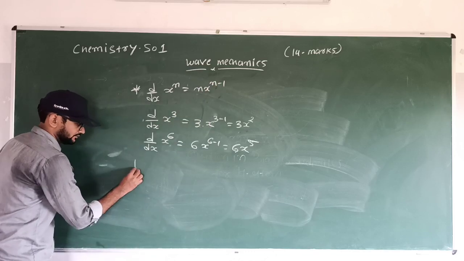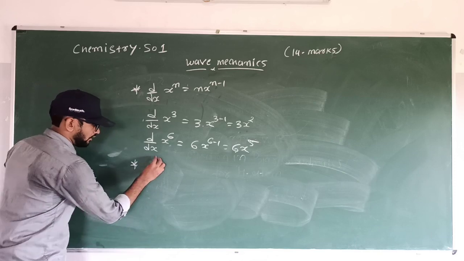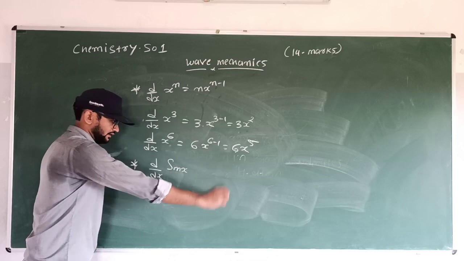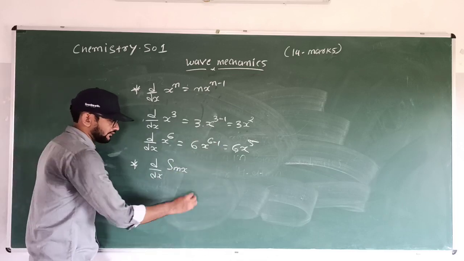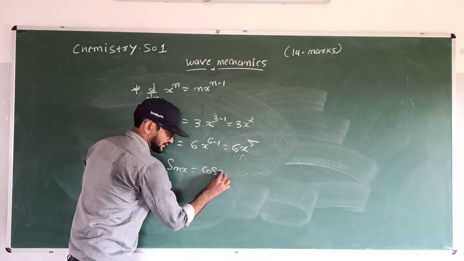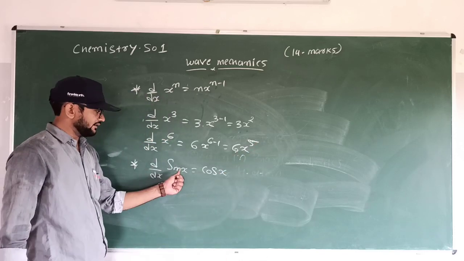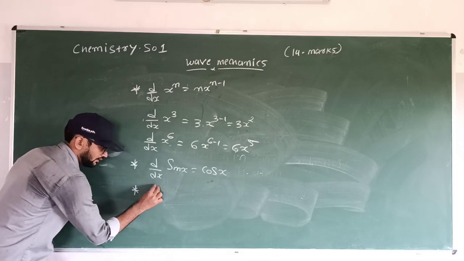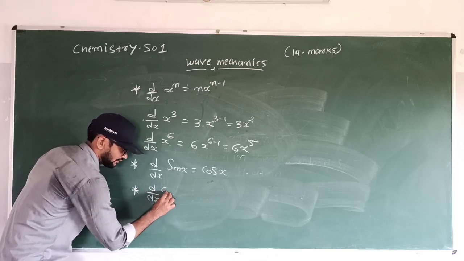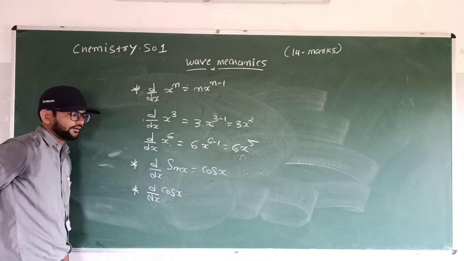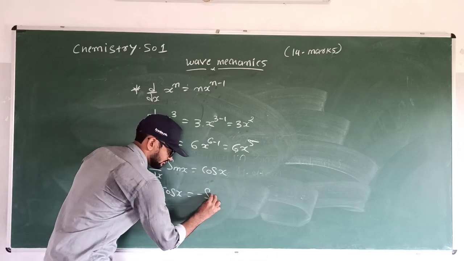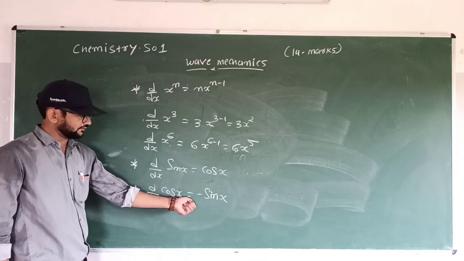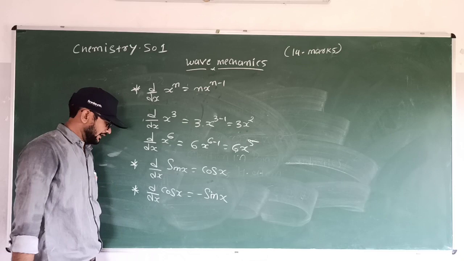Second one is d by dx of the function sin x, which is equal to cos x. Here the function sin is converted into cos. Then after, d by dx of cos x is equal to minus sin x. d by dx of cos x is equal to minus sin x.